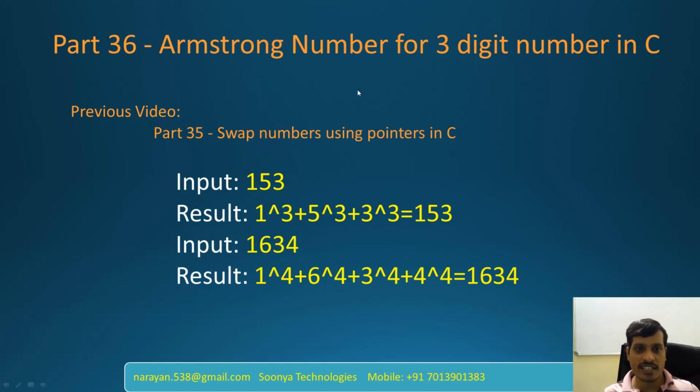Today I am going to discuss Armstrong number for 3-digit number in C. This is a continuation of the previous video, part 35, swap numbers using pointers in C. Please go through the previous video before going to this video.